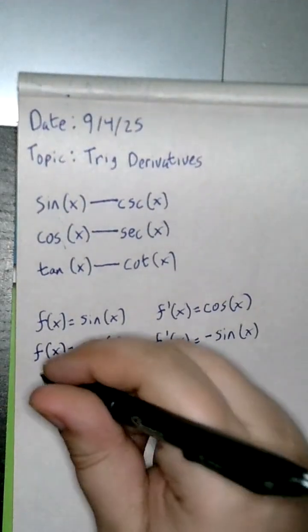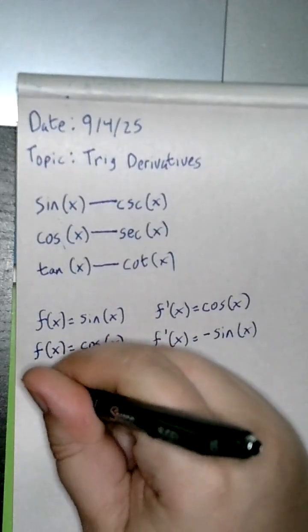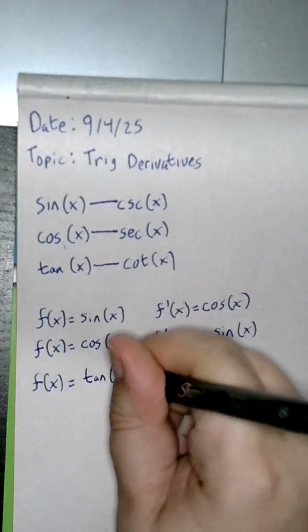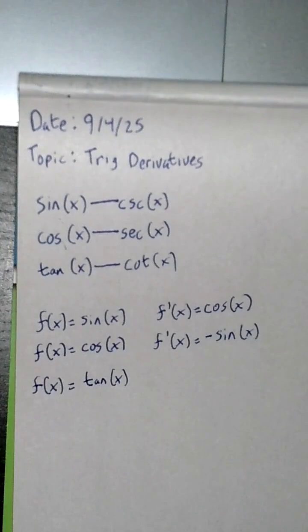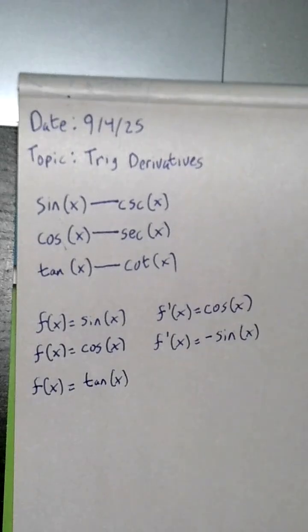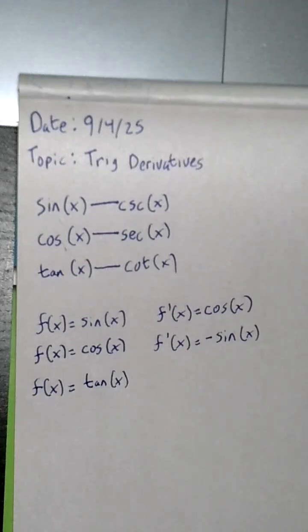So, now, we're going to move into tangent. Its derivative is a little tricky. I'm saying the derivative of x squared is 2x, right? Yep, that's right.